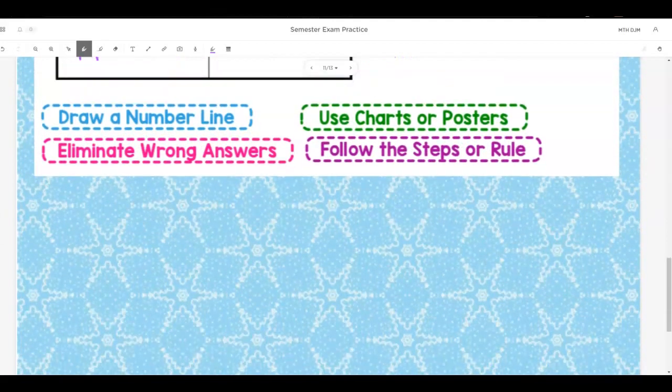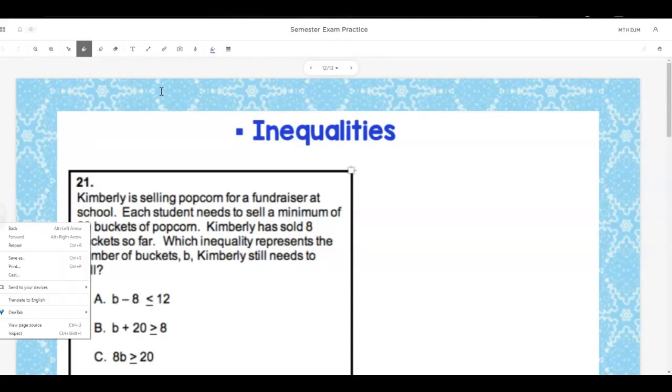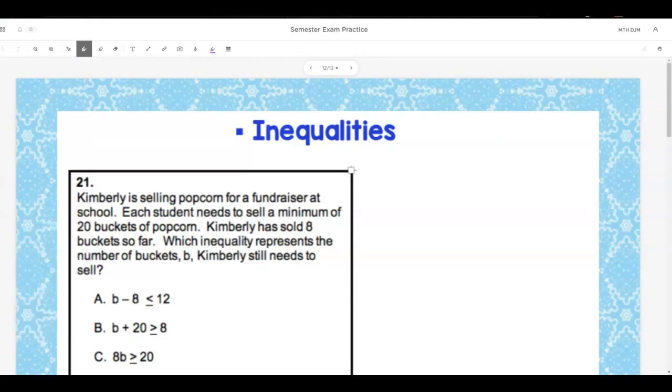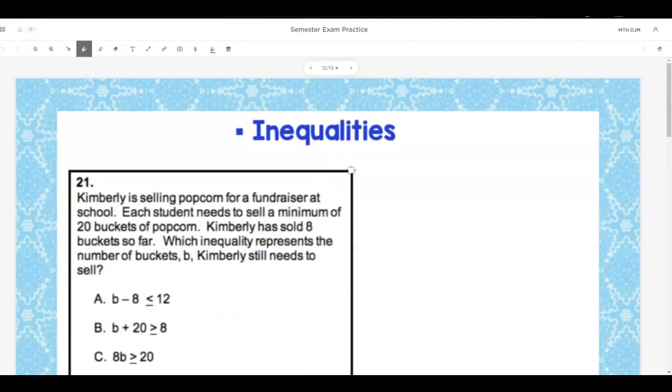Okay, we've got 2 more questions to go. Inequalities. All right, let me get this straightened on my board here.